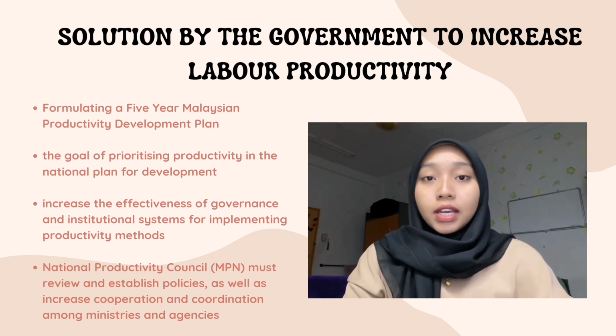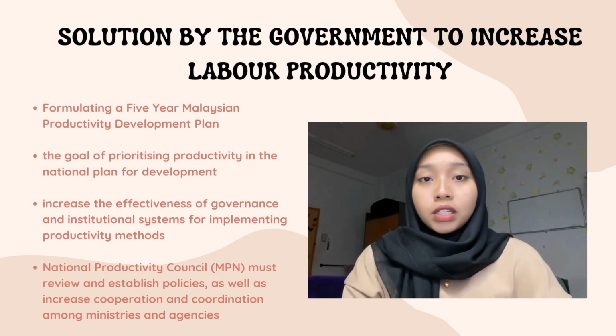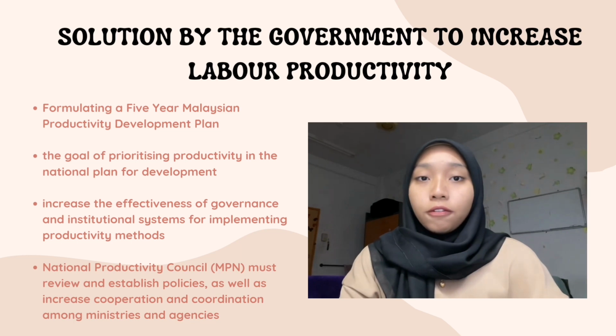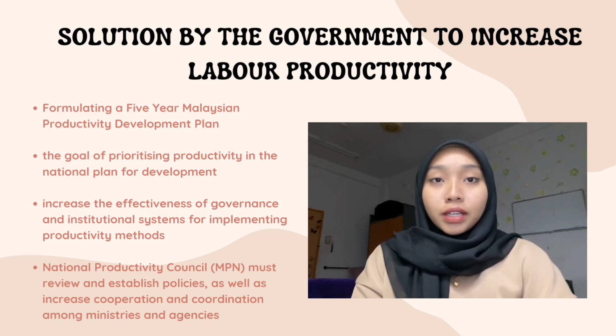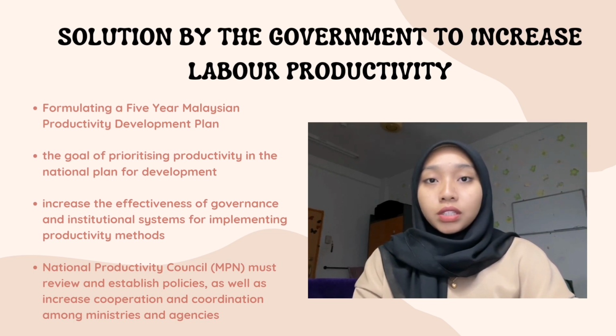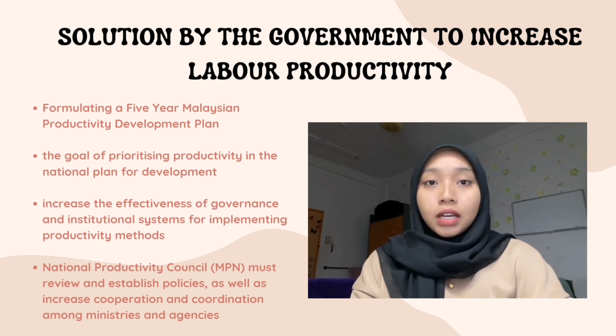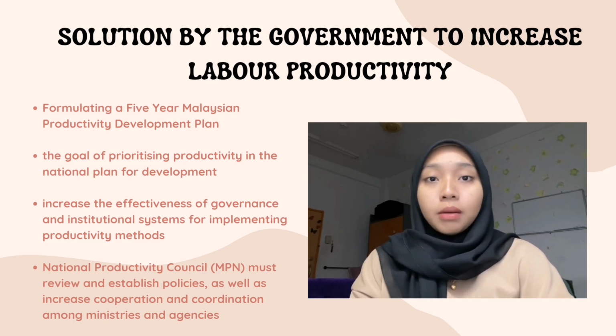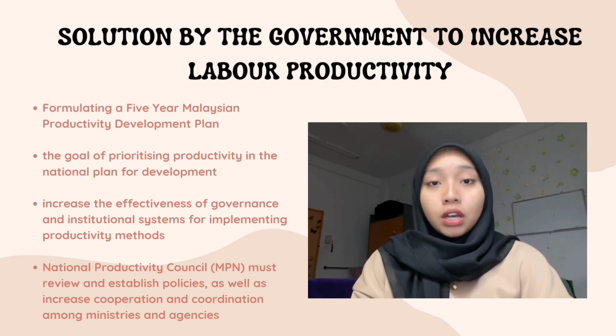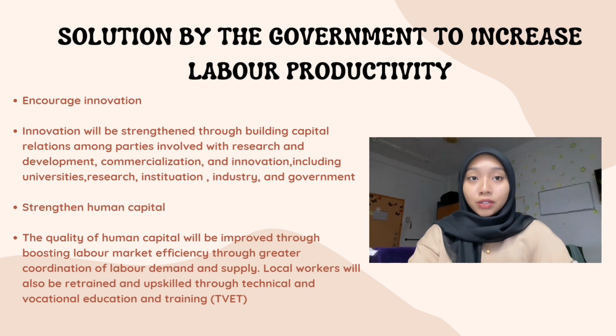An extensive strategy and detailed plan of action will be created together with more specific targets and timelines for implementation. Next, increase the effectiveness of governance and institutional systems for implementing productivity methods. To achieve policy consistency, the National Productivity Council (NPC) must review and establish policies as well as increase cooperation and coordination among ministries and agencies. The Malaysian Productivity Corporation (MPC) will additionally be given the authority and jurisdiction to lead and coordinate the productivity agenda's execution.